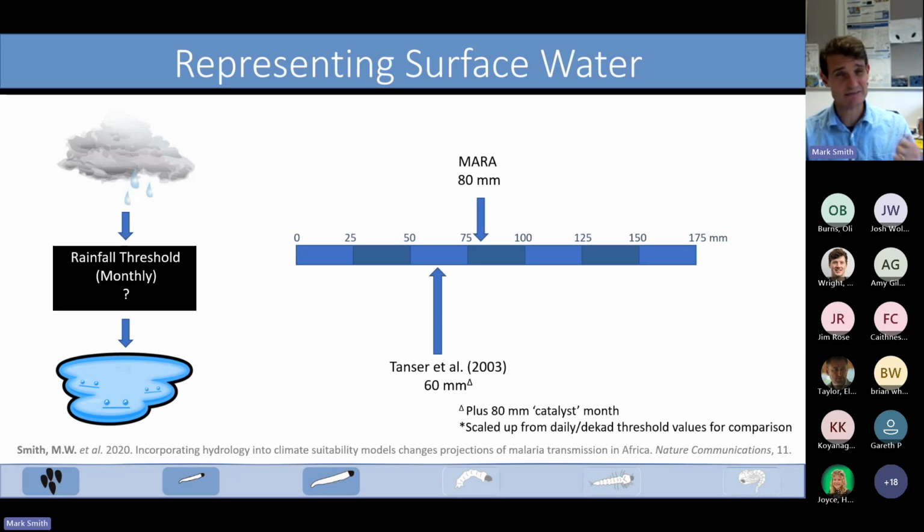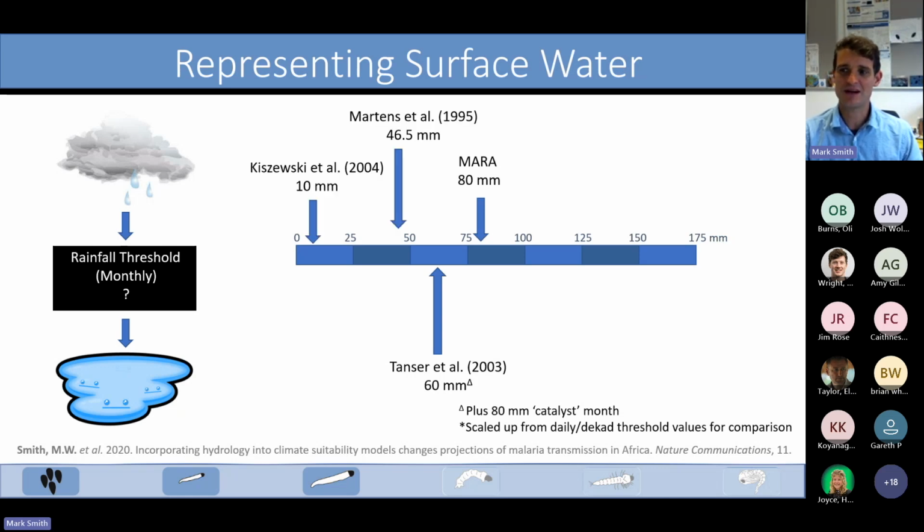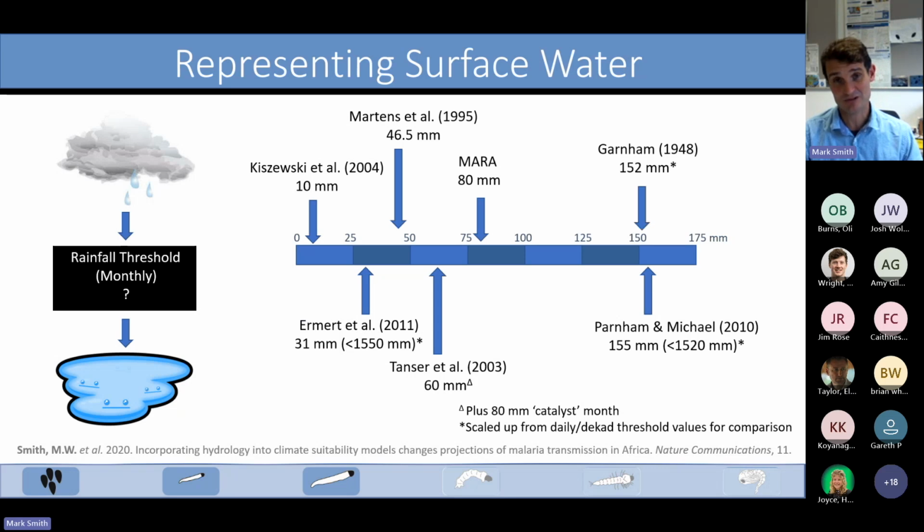And you also see 60 millimeters a month as well, with an 80 millimeter catalyst month. Those are the sorts of the typical figures that we see. But because it's not really about rainfall, it's about surface water, a wider scan of the literature will find actually an incredible range of different thresholds that exist, because these will have been measured in different areas with different hydrological processes going on, different evaporation rates, different infiltration rates.